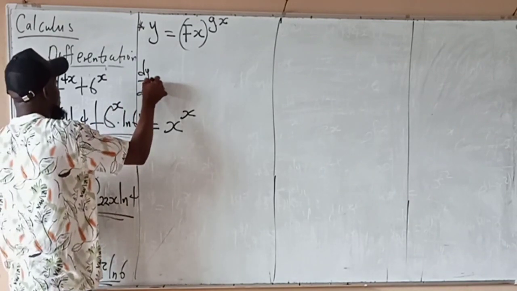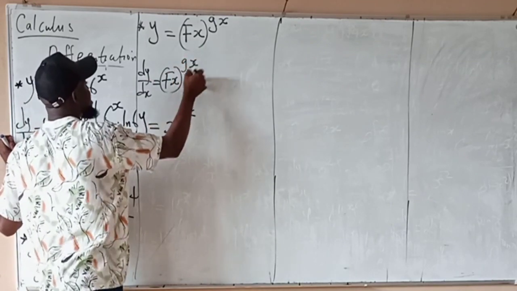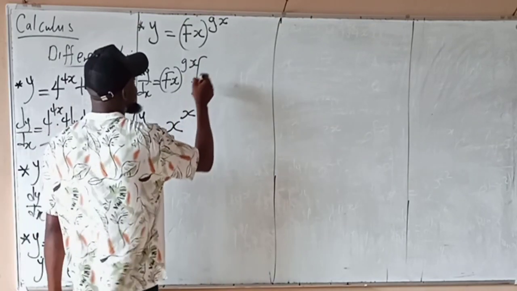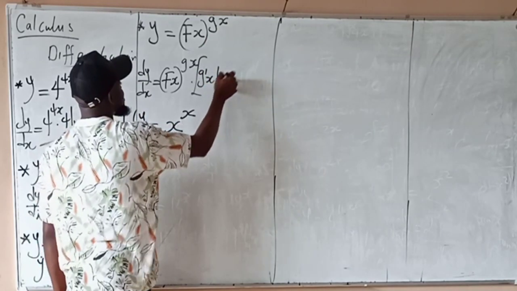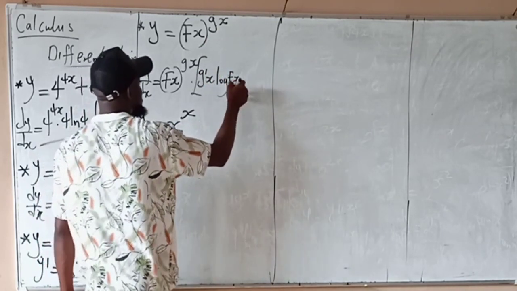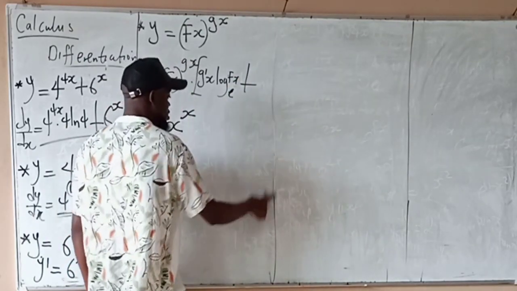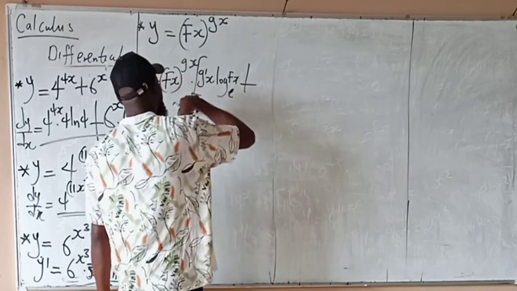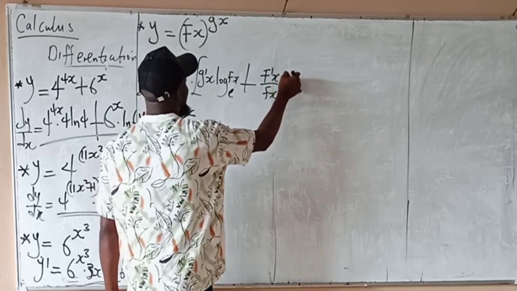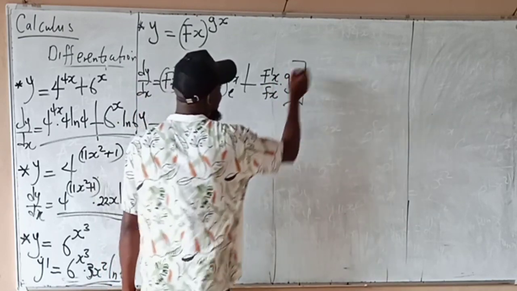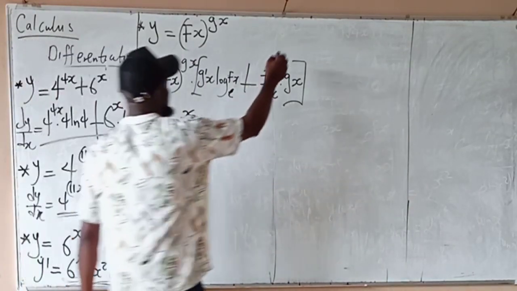The dy over dx must be the question of x, times when you differentiate the power and take the natural log of the base, plus when you differentiate the base and divide it by that same base. Then use everything to multiply the power. That will be the dy over dx. So please take note of that.